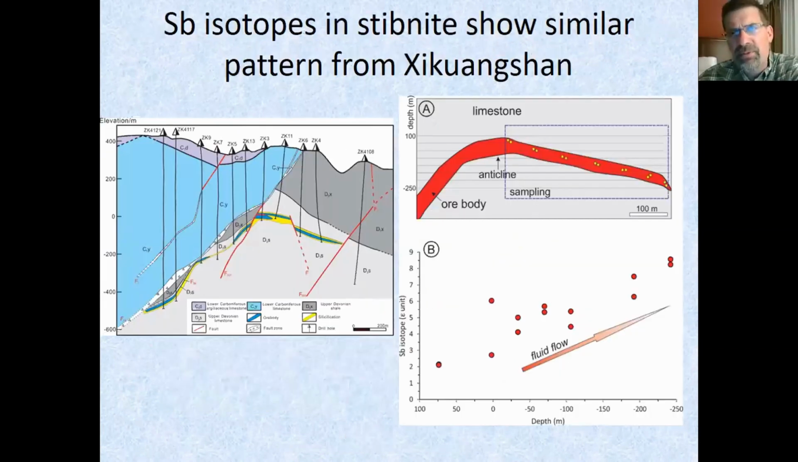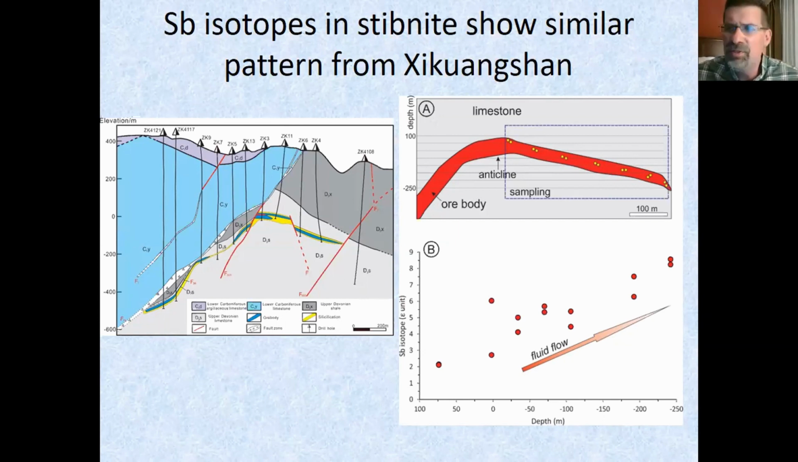Another deposit we've been working on, just to give you an idea of vectoring, it can also be done with antimony. Even this is a very heavy isotope. You're at about 120, 123 here. And it shows a similar type of pattern where this is from Xikuangshan. I think I said it right, I hope I did. And it's the largest antimony deposit.